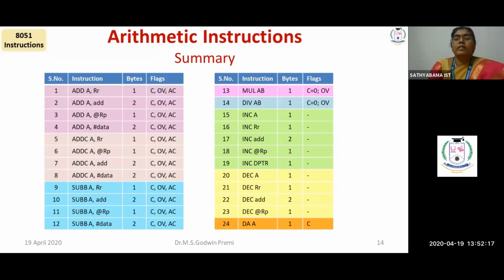So these are all about the arithmetic instructions. Just we can see, this is the ADD mnemonic, this is the ADDC mnemonic, then SUBB mnemonic, then MUL, DIV, then increment, then decrement, and decimal adjust. So there are totally 24 arithmetic instructions. Just we can have a look. For add and subtraction instructions, all carry, overflow, arithmetic carry, sorry.